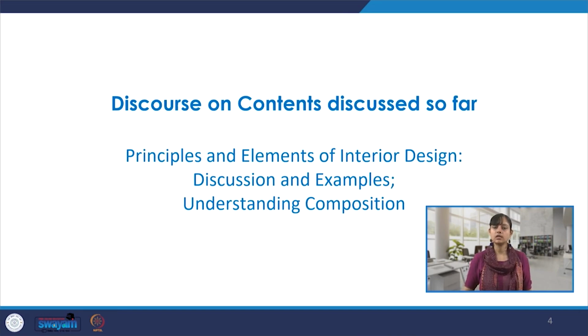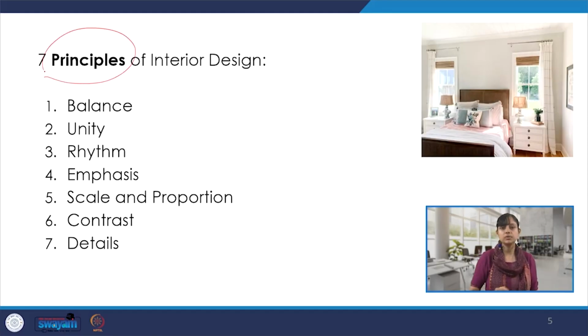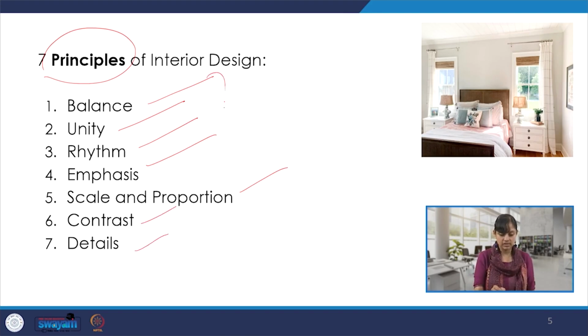So we started our discussions this week by understanding the principles and elements of interior design, and then also trying to understand how they come together and help us achieve a certain composition within the interior spaces and varied projects that we work on. So we started with the principles. Since this is a summary, I'm not going to explain everything again, but just like a quick recap, there are 7 important principles which we discussed through examples: balance, unity, rhythm, emphasis, scale and proportion, contrast and detailing.